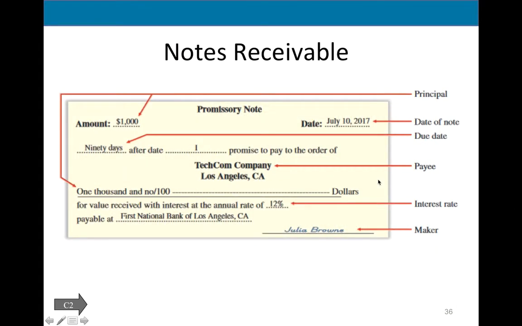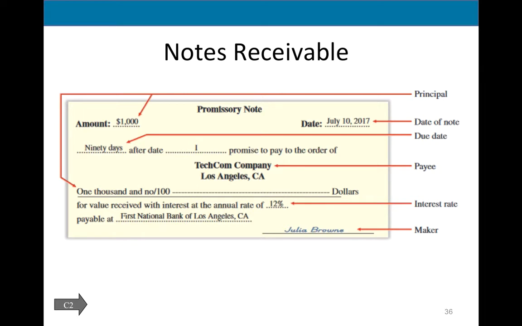So here's an example of a note. This is the date of the note. This is the period, 90 days. Guys, we will always assume 360 days per year. It's called the banker's rule, it benefits banks. So instead of 365, we will take 90 days over 360 days. To figure out the maturity date, July 10th plus 90 days, you need to know how many days are in each month, right?